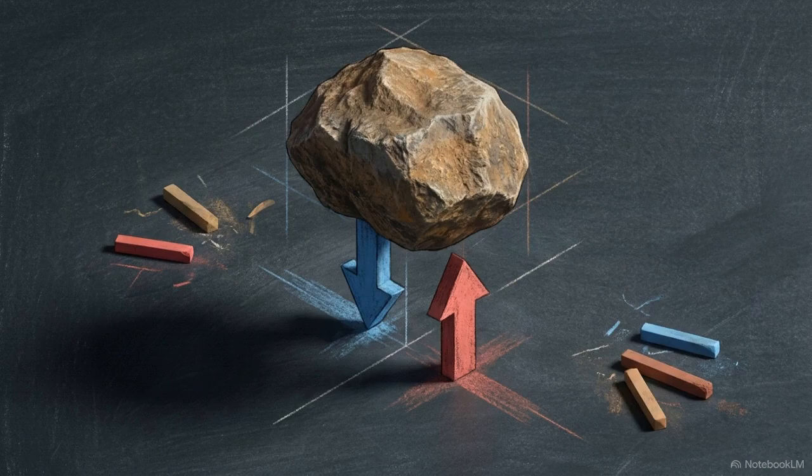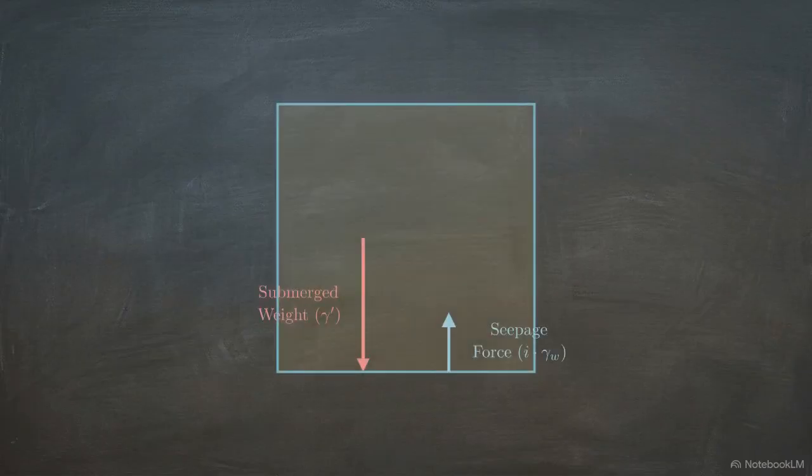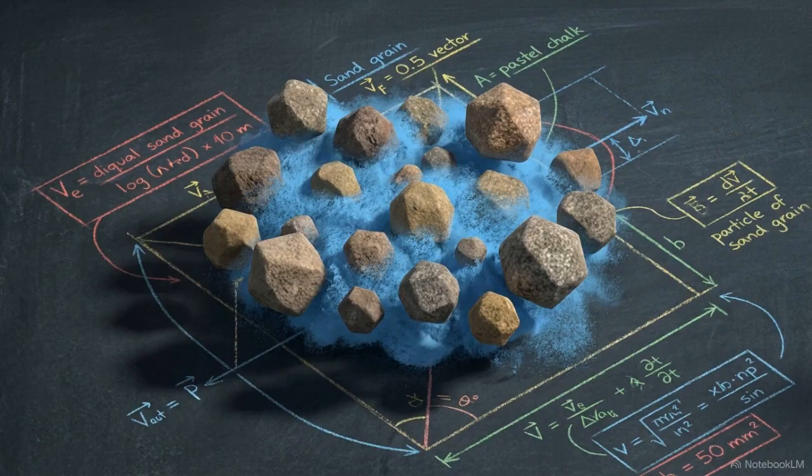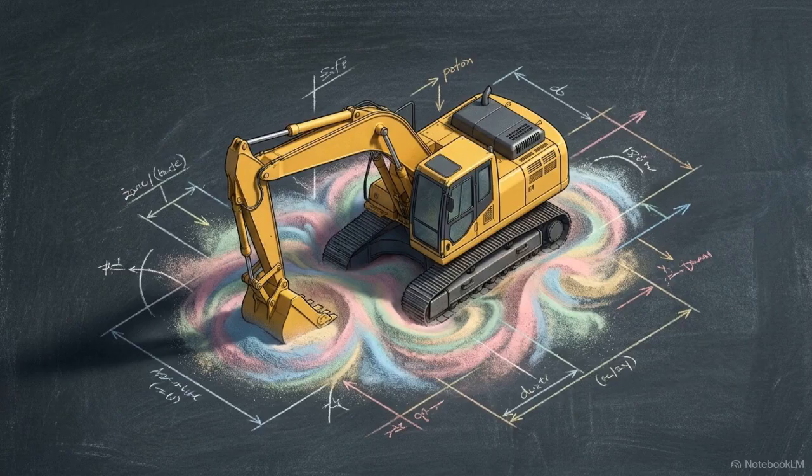In that scenario, this frictional drag actively fights gravity. If this upward drag exactly equals the submerged weight of the soil, the effective stress drops all the way to zero. This zero stress state is the mechanical definition of a boiling condition, often called quicksand. It is a fatal geotechnical flaw that turns solid, load-bearing ground into a liquid trap.